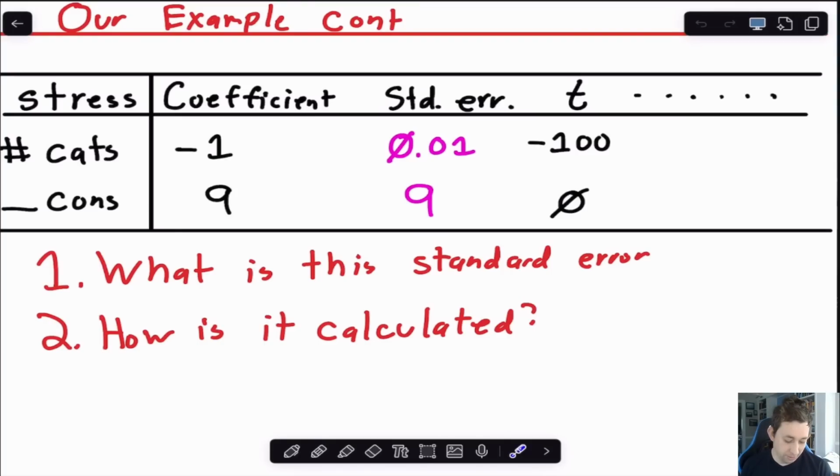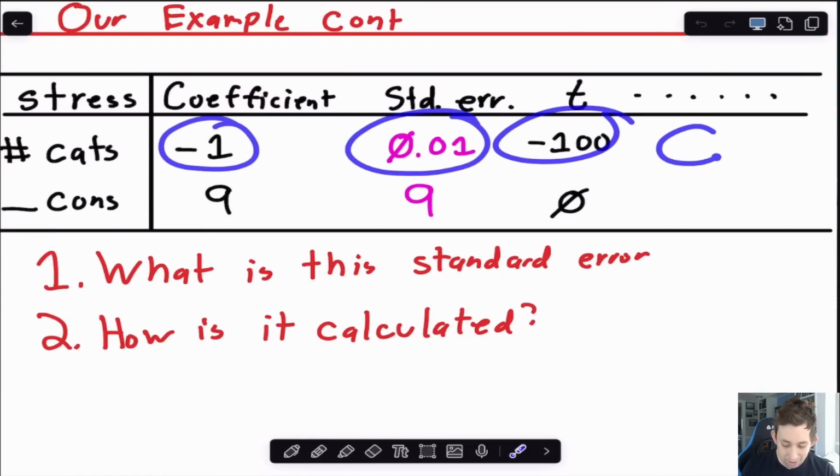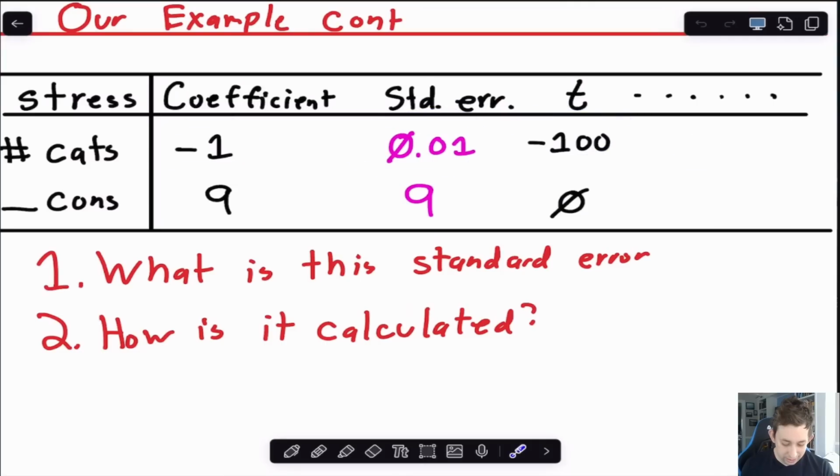But for now, we're going to keep talking about regressing the stress level and number of cats. So in Stata, if I were to look at my Stata output, I might see something like this, where I've got my dependent variable here. This is my independent variable, number of cats. Here's my constant. I've got a coefficient, and I've got a standard error, and then I have a t-stat, a p-value, and a confidence interval. And today when I'm talking about standard errors, I really want to talk about this box, this standard error box. I want to talk about what exactly the standard error is, and I want to talk about how it's calculated.